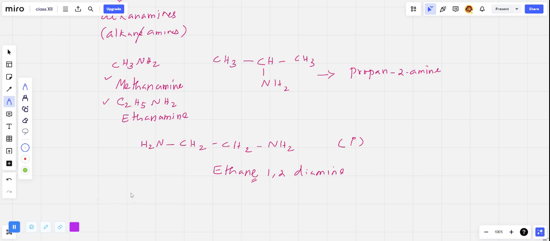Each alkyl group, suppose you are taking, this is one example. The next example, CH3, NH, CH2, CH3.